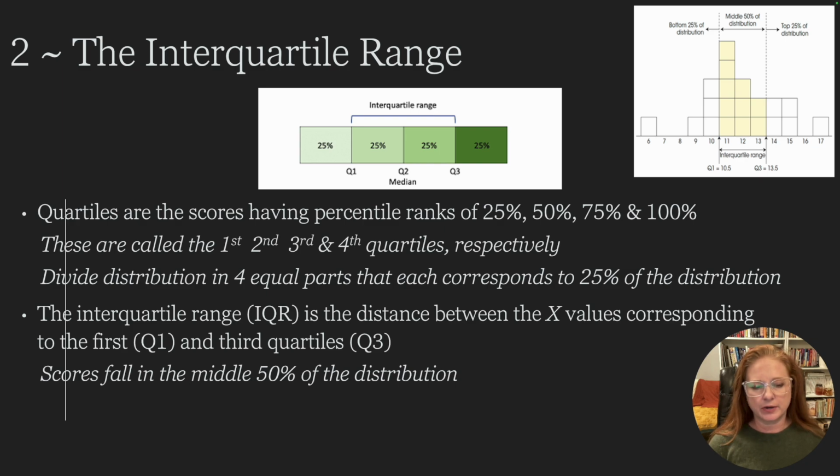So the interquartile range, the acronym is IQR, is the distance between the scores, your X values, corresponding to the first quartile, notated as Q1, and the third quartile, notated as Q3. The scores that fall in the middle 50% of the distribution are going to be more like your average. This is the interquartile range. Again, IQR.